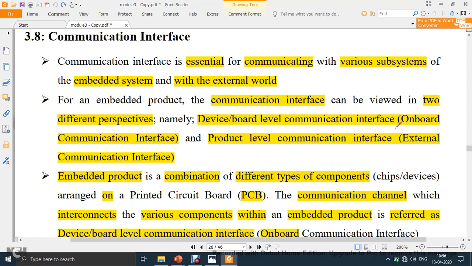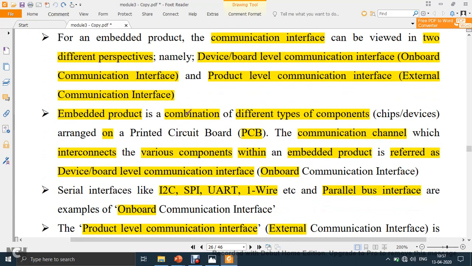Device level means, as I told you, the Raspberry Pi has a working memory, let's say RAM. How does the processor communicate with the RAM, which is available on board itself, on the chip itself? The RAM and the processor are on the same chip, but even though they are on the same chip, they need some media to communicate with each other. What is that media, that interface? That is known as onboard communication interface.